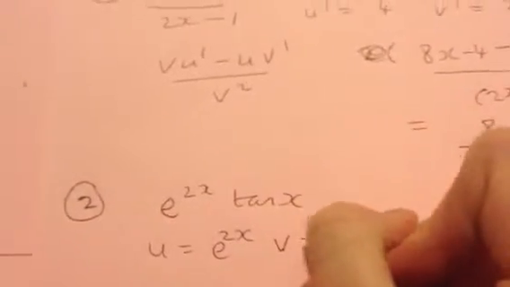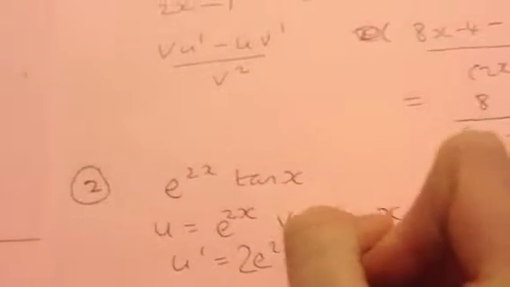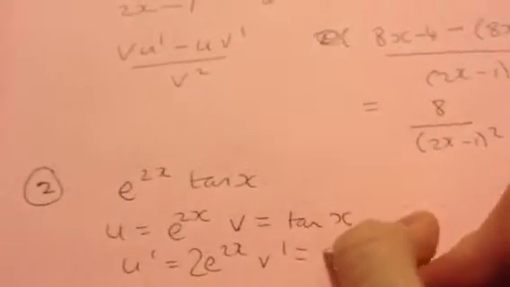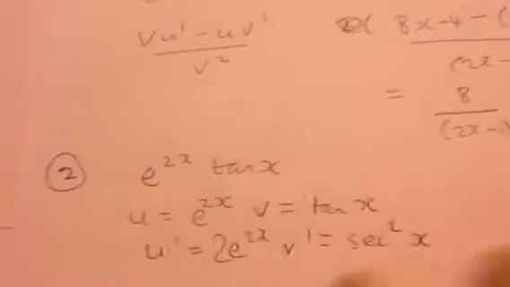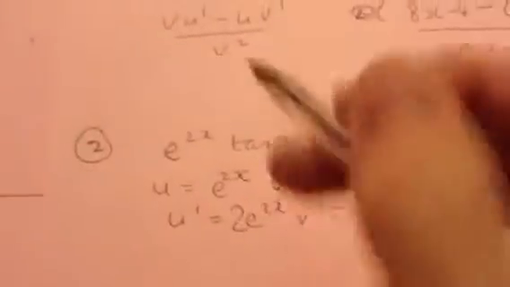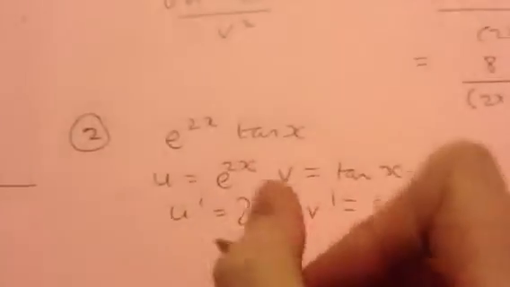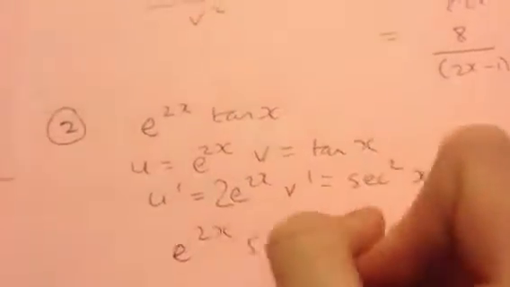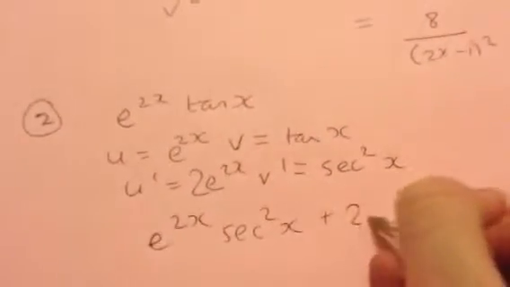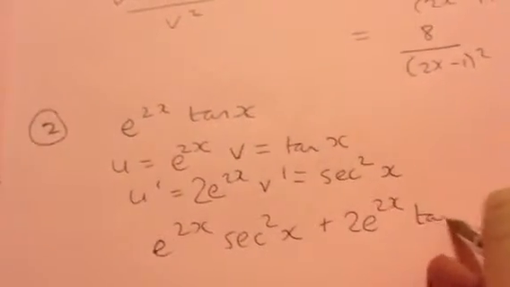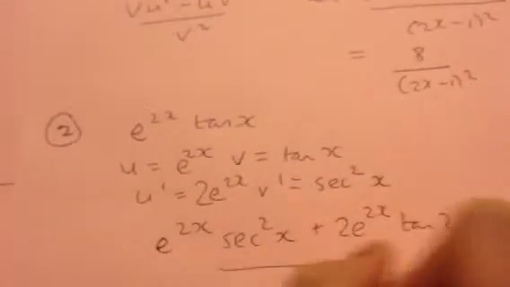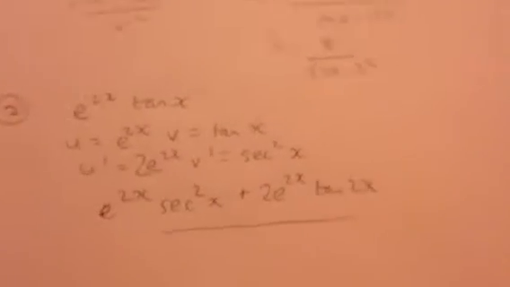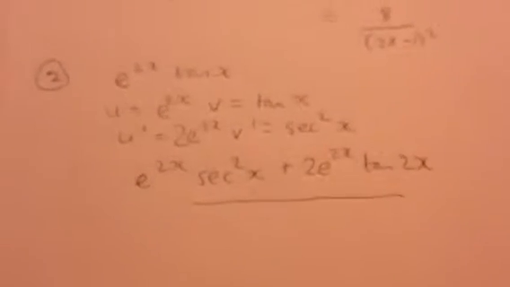Now here we have got product rule. Now tan differentiates to sec squared of x. So here, product rule, because I've got two functions each containing the variable. So uv dash plus vu dash, you get e to 2x sec squared x plus 2e to the 2x tan x. So uv dash plus vu dash there.